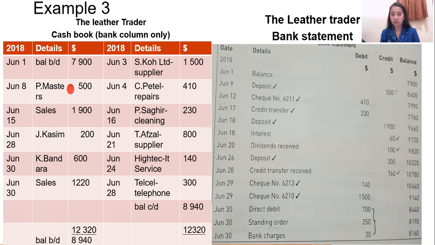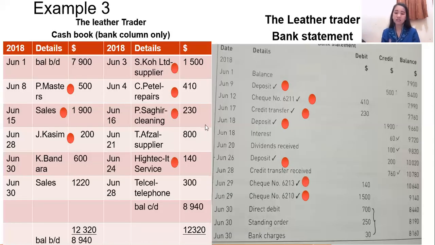The first one is 500, yes, check. Sales, check. J Kasim, check. Esco LT supplier, check. Hospital repairs 410, check. Passages cleaners 230, check. High tech IT service 140, check. And then, I think that's all. So these are the transactions that both source documents have already recorded.